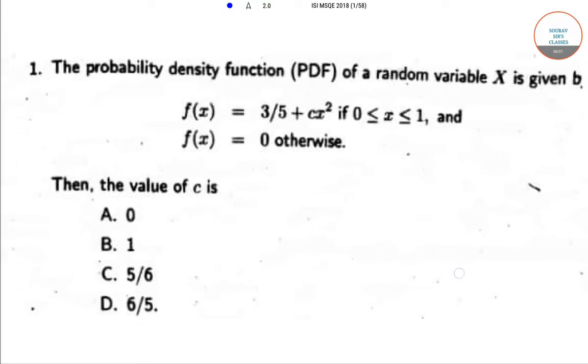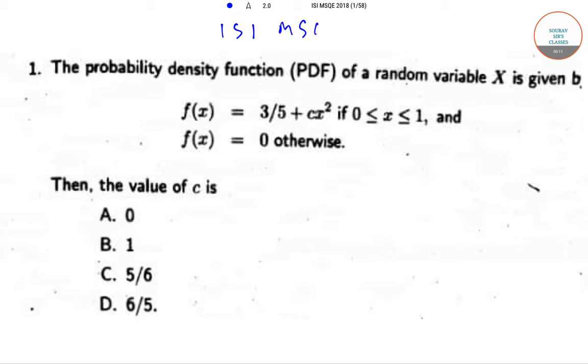Today we will be solving the ISI MSQE question paper of year 2018. Today we will be solving question number 1.